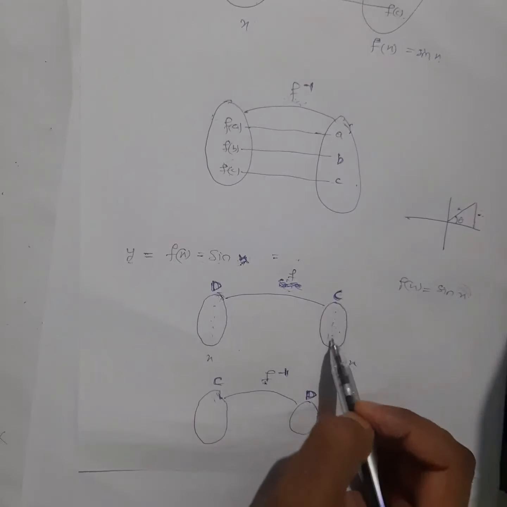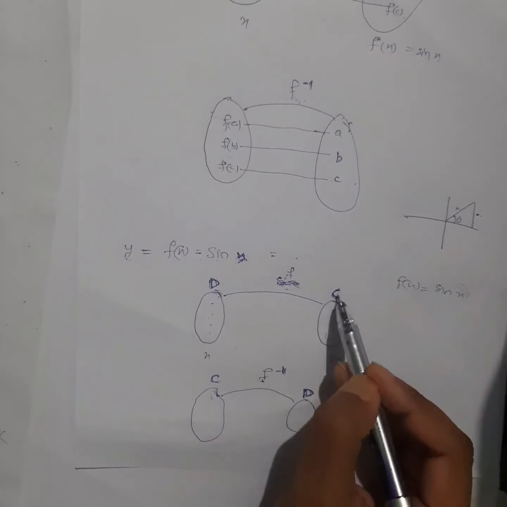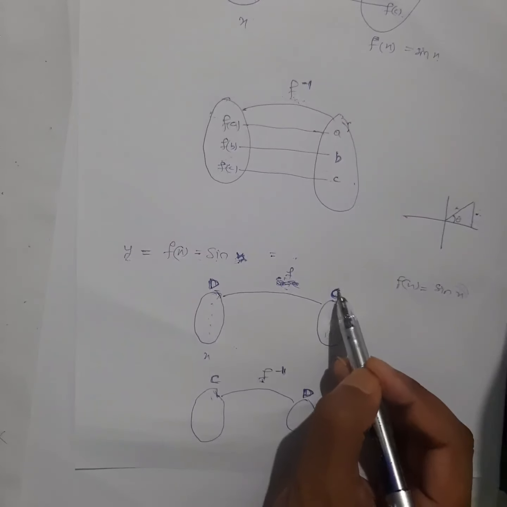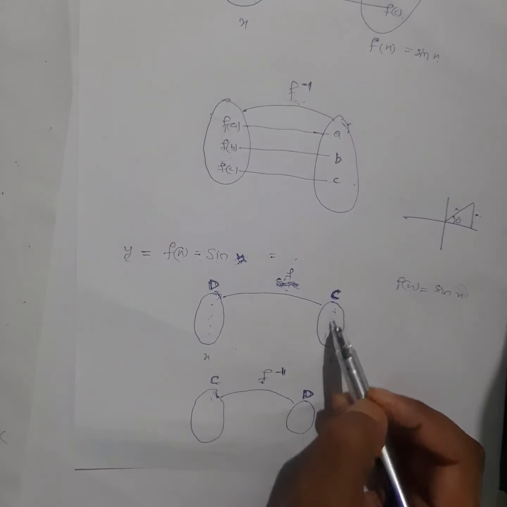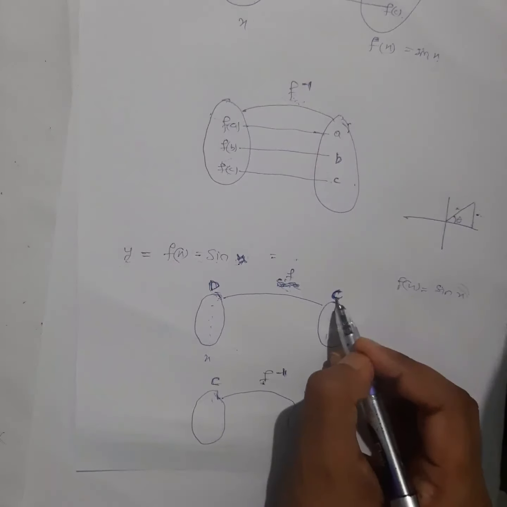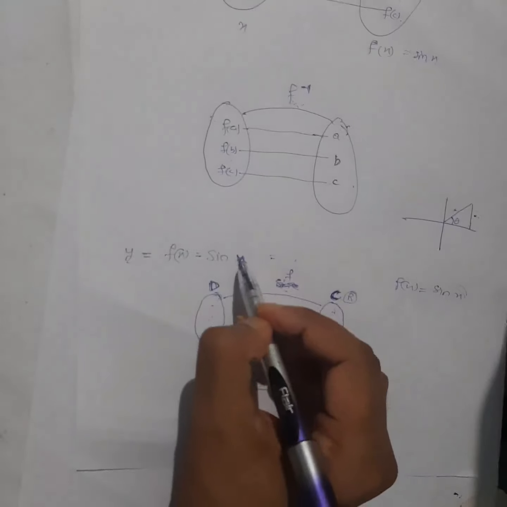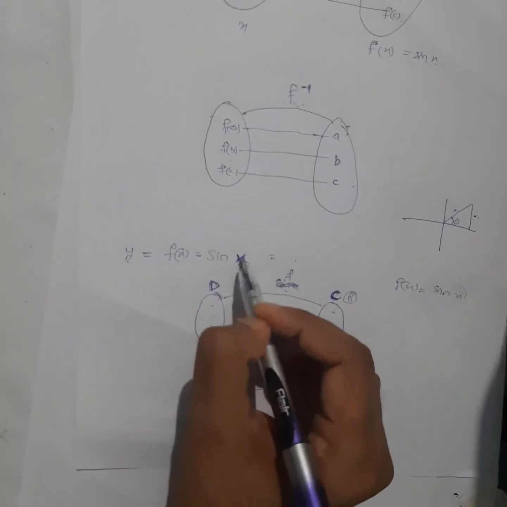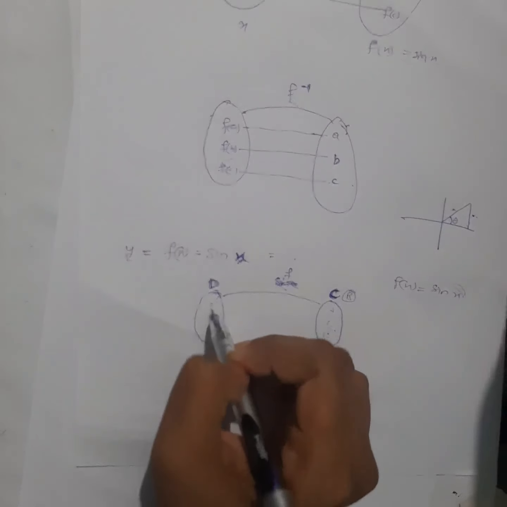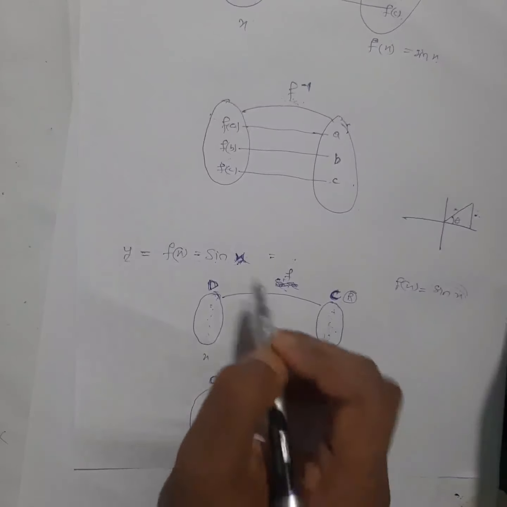Now why I said range, that I will explain later. I'm not saying codomain, I will simply say range. I don't need codomain here, actually I need range only. Why range? I will explain later. So how did we used to find out the domain and range?